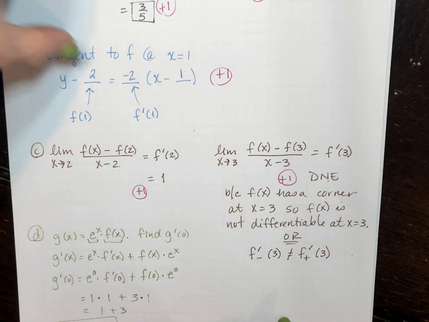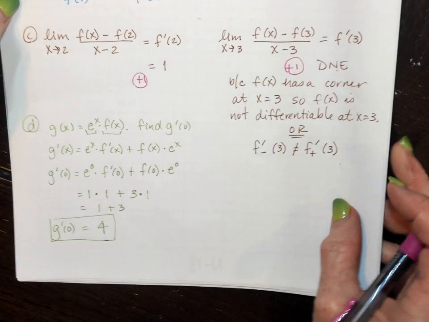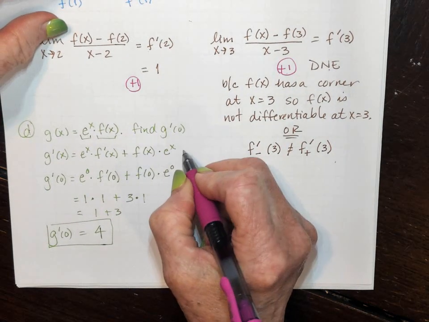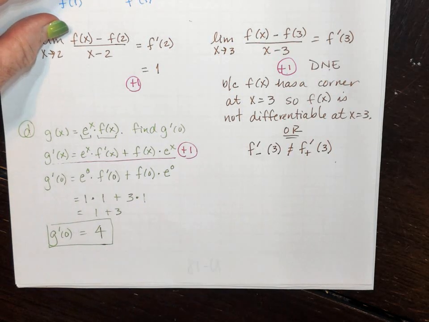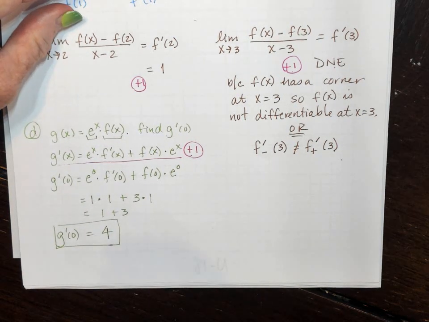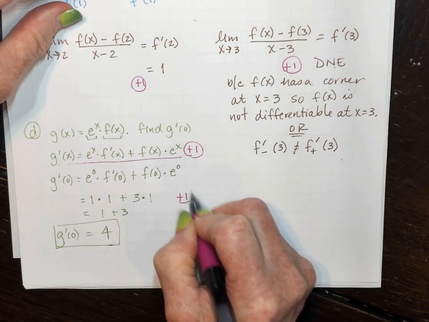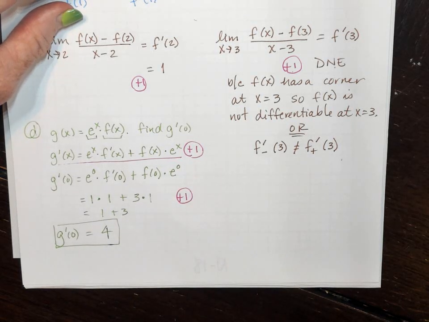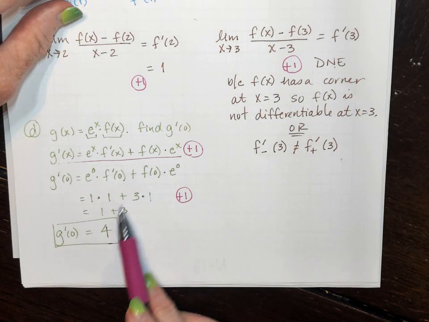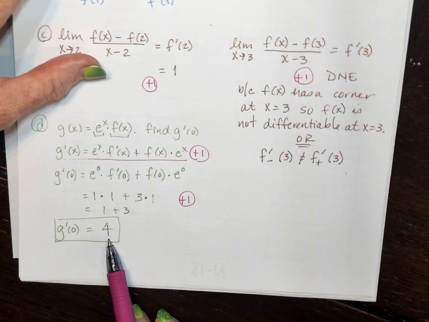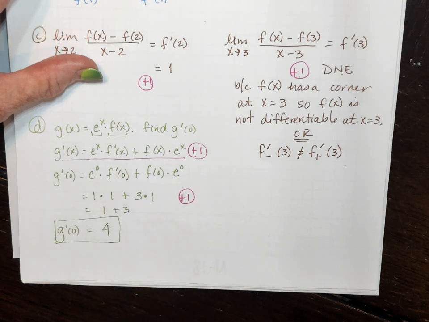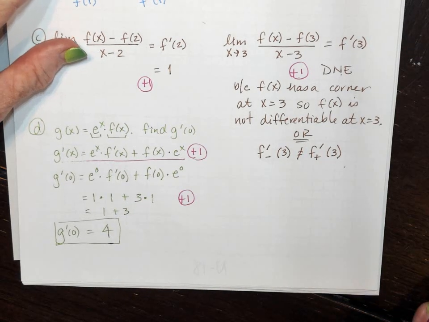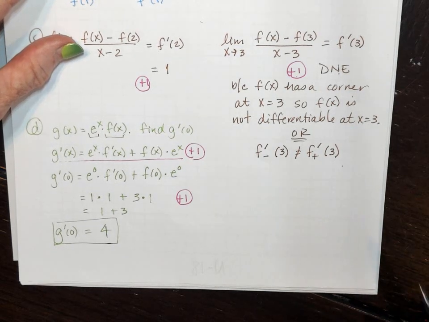Okay, last one, part D. This one gives us plus 1 for the derivative. So getting the derivative right here gives you a plus 1. And you get a plus 1 for substituting in that point, or substituting in x equals 0. You actually don't have to go all the way down to 4. You'd be acceptable if you stopped right here at 1 times 1 plus 3 times 1. They don't make you simplify numerical answers. And so we end up with 7 points for this problem.